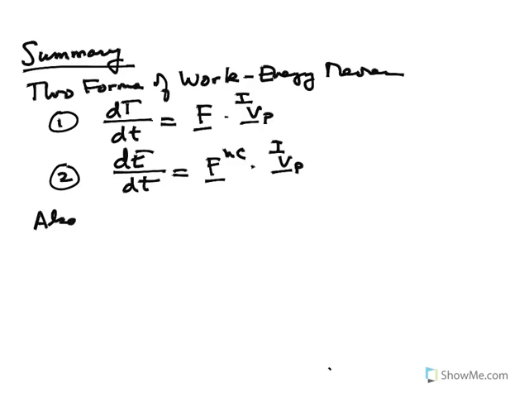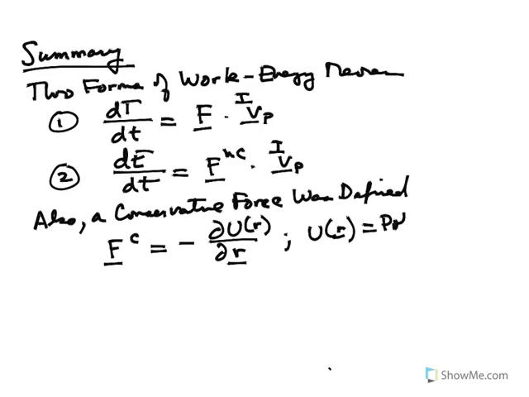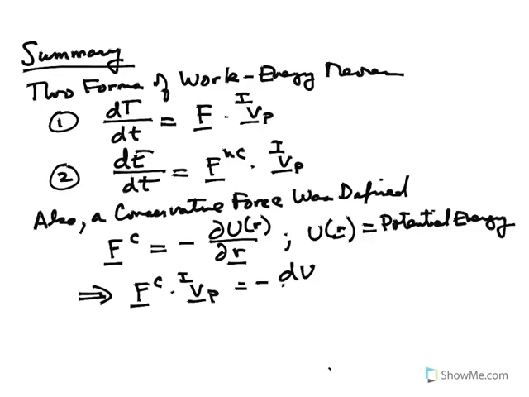And then also, we defined a conservative force, which allowed us to construct the total energy, where a conservative force is equal to minus the partial of U with respect to r, where U of r was what was called a potential energy. And in the process of that, we were able to show that the power produced by a conservative force is equal to minus dU/dt, which enabled us to construct the total energy, which was equal to the kinetic energy plus the potential energy.